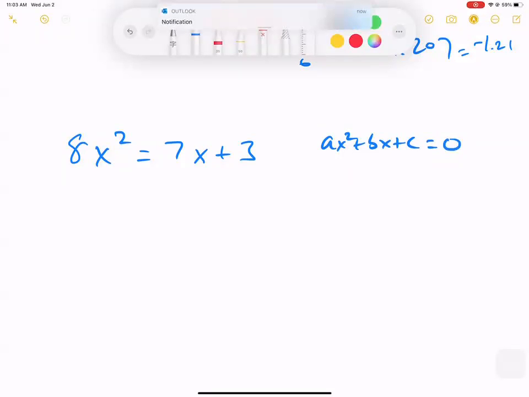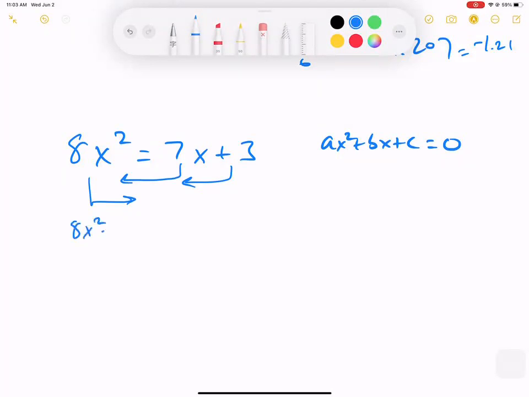So it's up to you. We can either move the 7x and the 3 over, or we can move the 8 over. It's really up to you, and I'm telling you, it doesn't matter, as long as we make one side go to 0. I'm going to go ahead and keep the 8 as a positive. So we're going to say 8x squared minus 7x minus 3 is equal to 0. How would I do that? I subtract 7x and I subtract 3 from both sides.